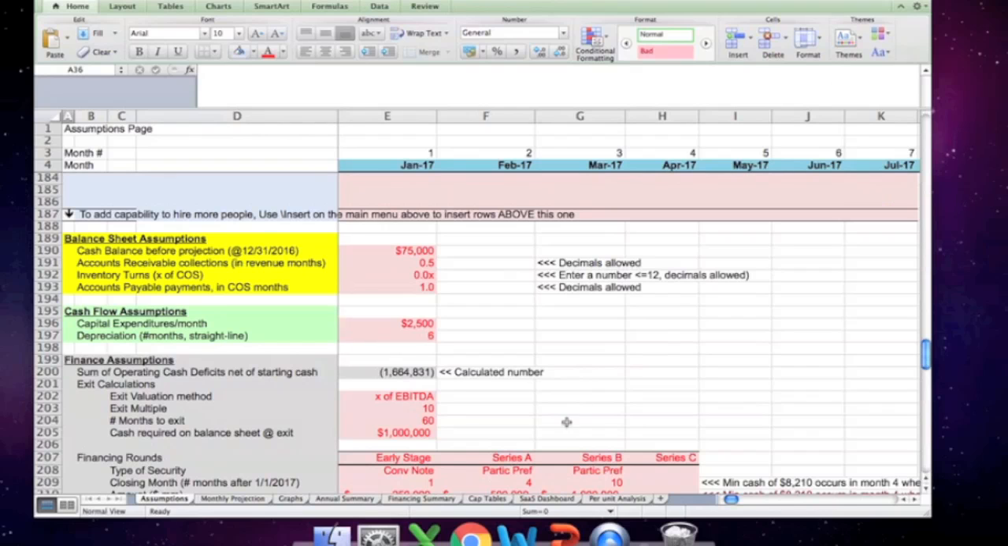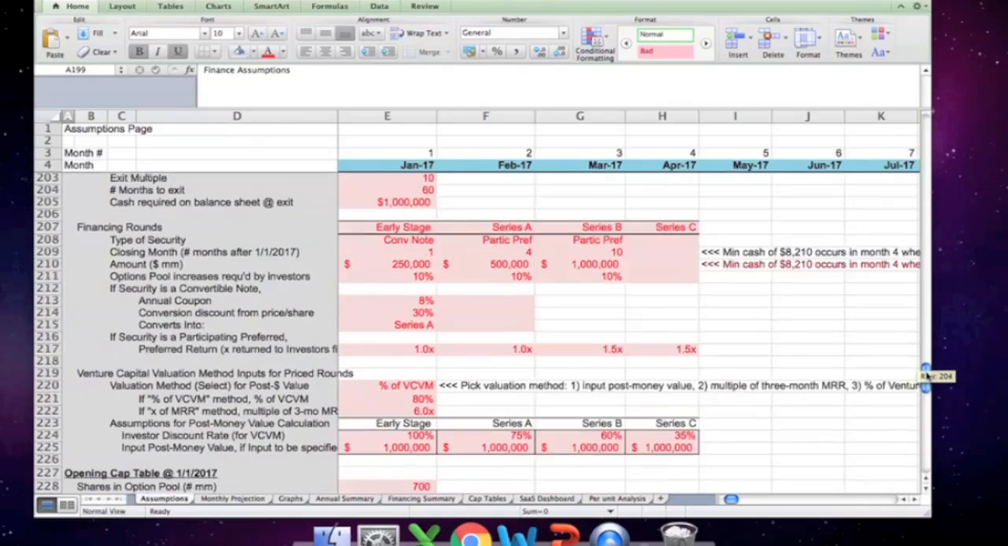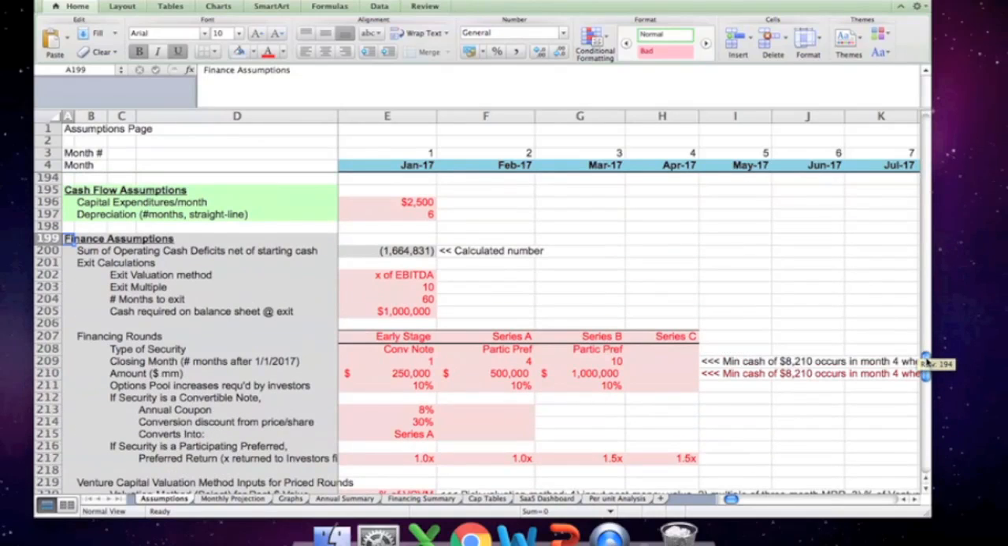At the bottom of the Assumptions tab, you may recall that the prior video left off discussing balance sheet and cash flow assumptions. At the bottom, you'll find a set of finance assumptions, which is the last major segment of the assumptions page and of the model. You can see here that the finance assumptions begin by showing you what the sum of operating cash deficits that you need to finance is. It calculates that number. It's not an input number because it's not in red. And it gives you some guidance about what kind of money you need to raise.